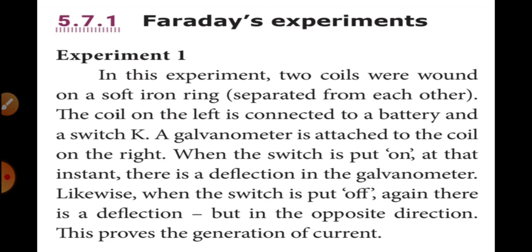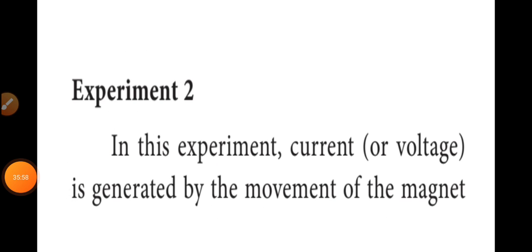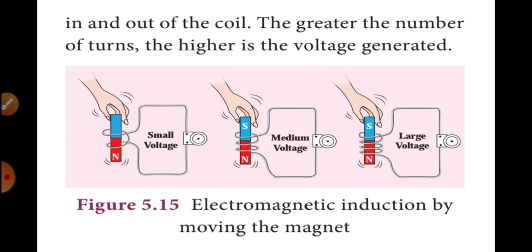Okay, are you able to understand? Now the second experiment, Faraday's electromagnetic induction. The second experiment is very interesting. In this experiment, current is generated by the movement of the magnet, in and out of the coil with a greater number of turns.